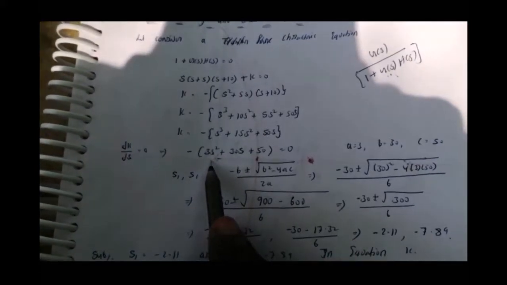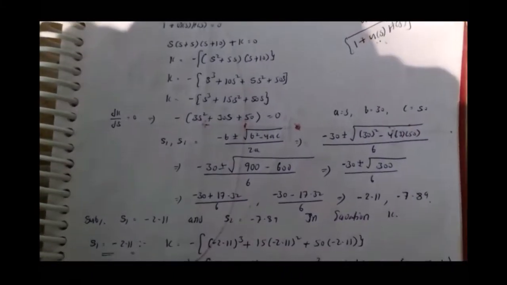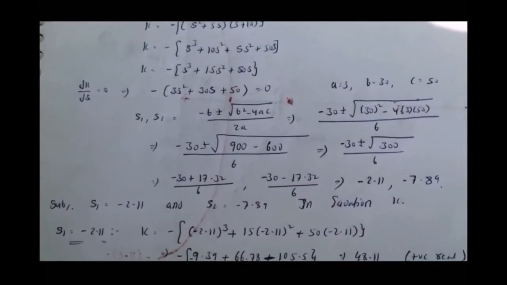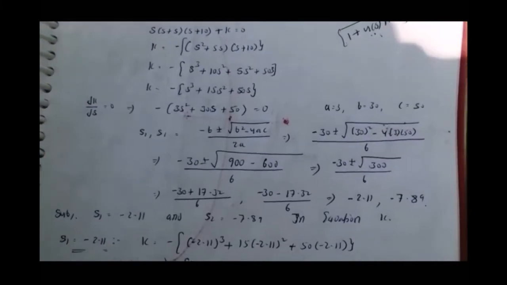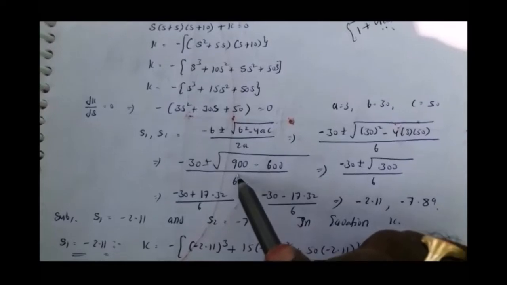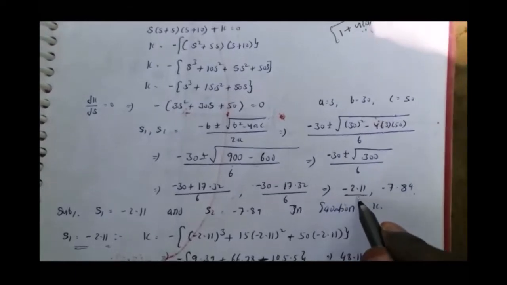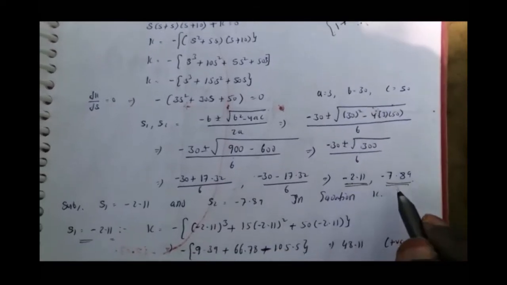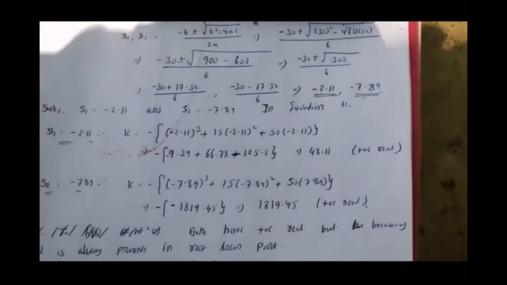In this equation, a equals 3, b equals 30, c equals 50. Now already you know the formula used to find the roots, that is minus b plus or minus square root of b square minus 4ac by 2a. So while substituting these values in this equation, minus 30 plus or minus square root of 900 minus 600 divided by 6, finally you will get two roots. One is minus 2.11, another one is minus 7.89. So this is s1 and s2. So after finding these roots, what you have to do is substitute them individually in equation k.